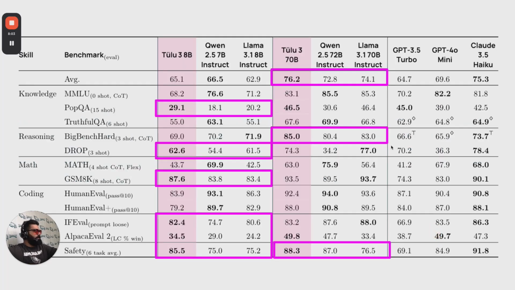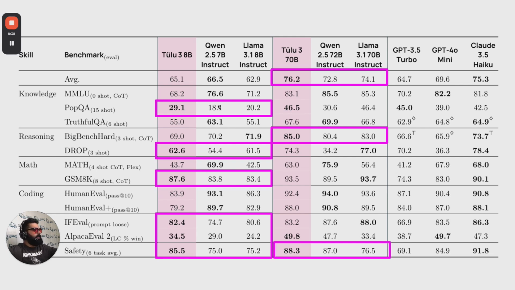And this is what we look at here. We have three sections to this table. We have the 8 billion comparison, so we have Tulu 3 8 billion, Qwen 2.5 7 billion Instruct, and Llama 3.1 8 billion Instruct. We have the corresponding ones for 70 billion, and then we have our closed models. If we look at the overall average, Tulu 3 70 billion has 76.2% overall, whereas Claude 3.5 Haiku is in second place at 75.3%. So right off the bat, that's really cool to see.